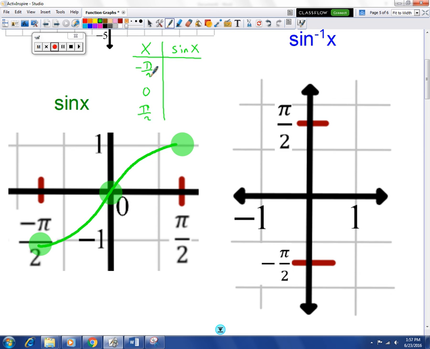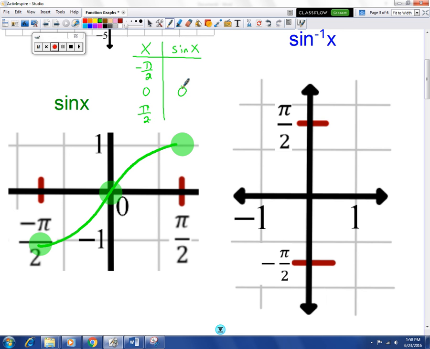Now there's lots of values other than positive and negative pi over 2, between 0 and positive pi over 2. Commonly on the unit circle, you'll see pi over 6, pi over 4, pi over 3. We could include those in the input, but it's really just going to create extra stuff, and our answers are going to be things that we just can't see as well. The values I picked, negative pi over 2, 0, and pi over 2, have easy values because the sine of 0 is 0.